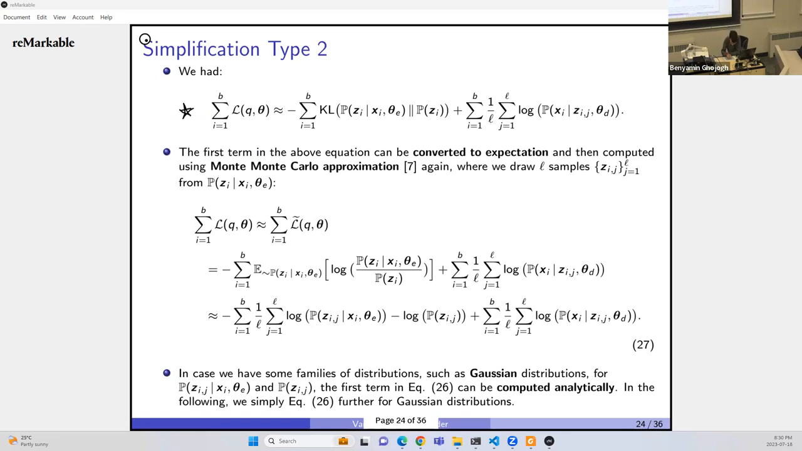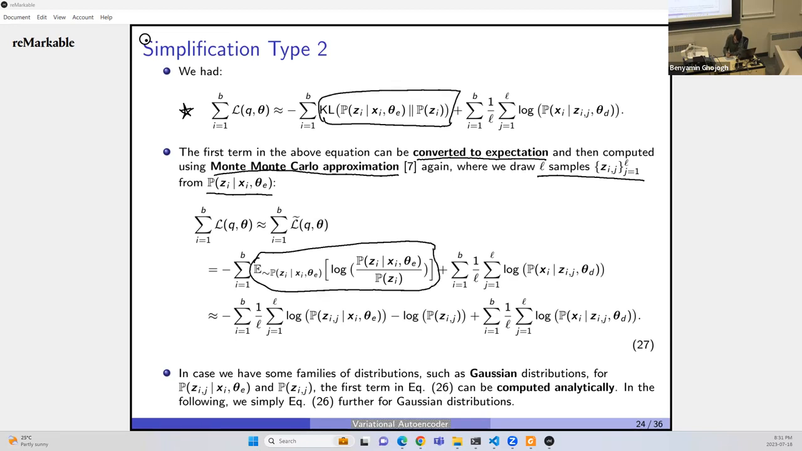Now let's talk about the first term. The first term can be converted to expectation. There is always a relation between KL divergence and expectation, because when you write the definition of KL divergence, it has an integral, and you can see that as a definition of expectation also. So it can be converted to expectation and then computed by Monte Carlo approximation again, where we draw L samples from P of Zi given Xi. So we convert this KL divergence to this expectation, and then I replace this expectation by its Monte Carlo approximation. I have used Monte Carlo approximation twice.